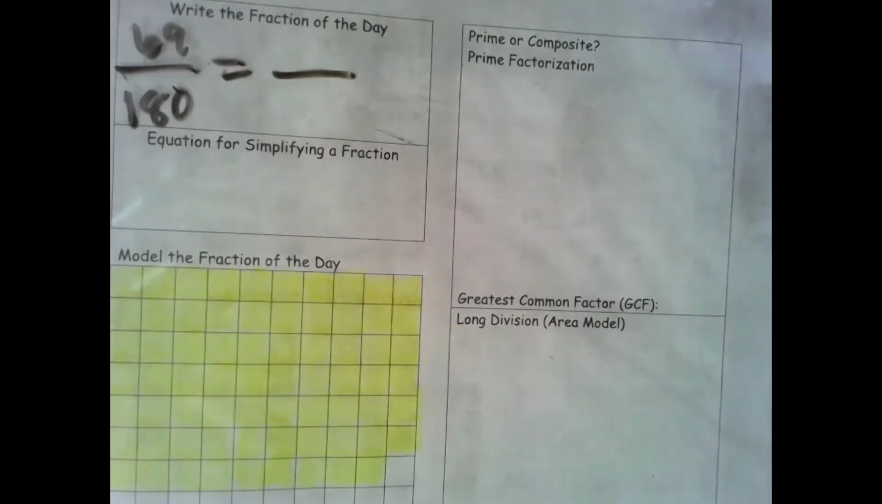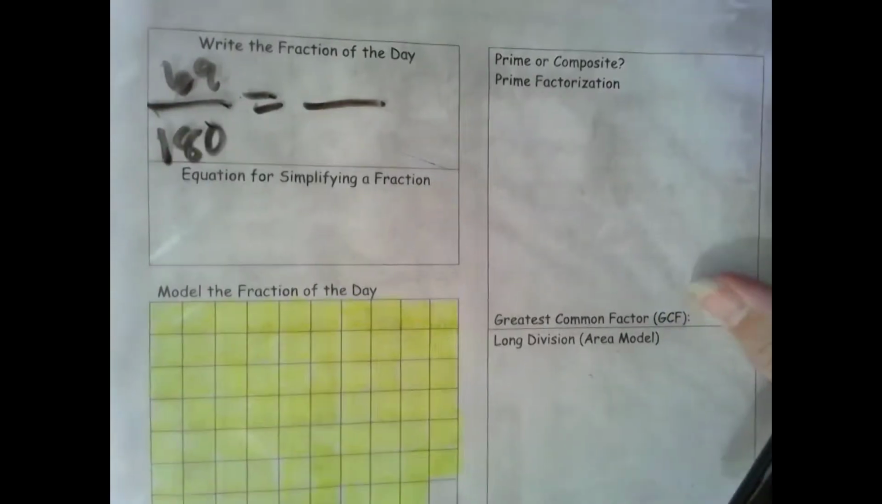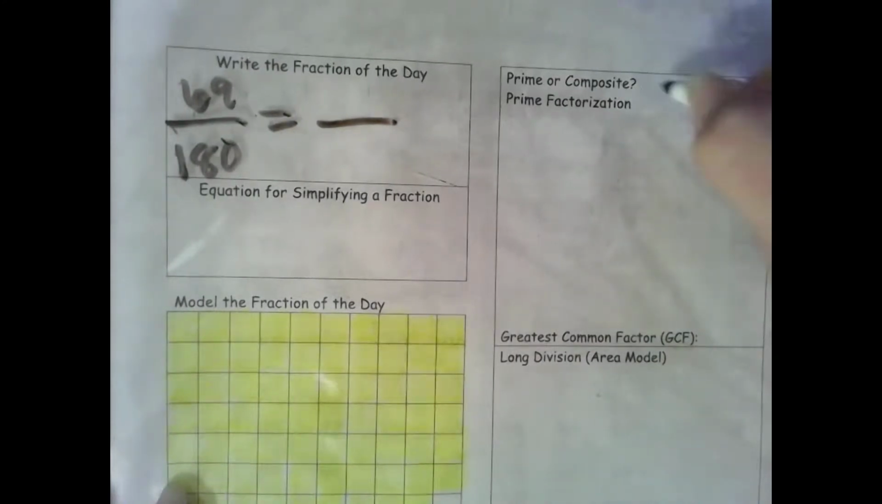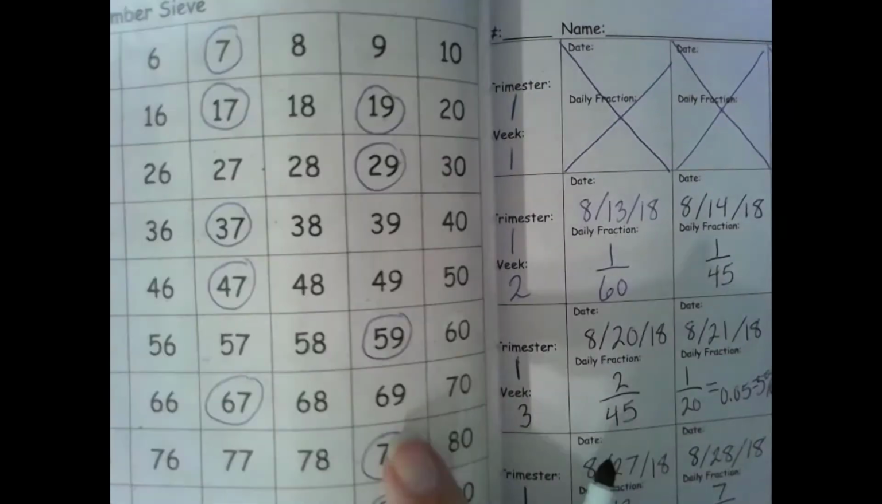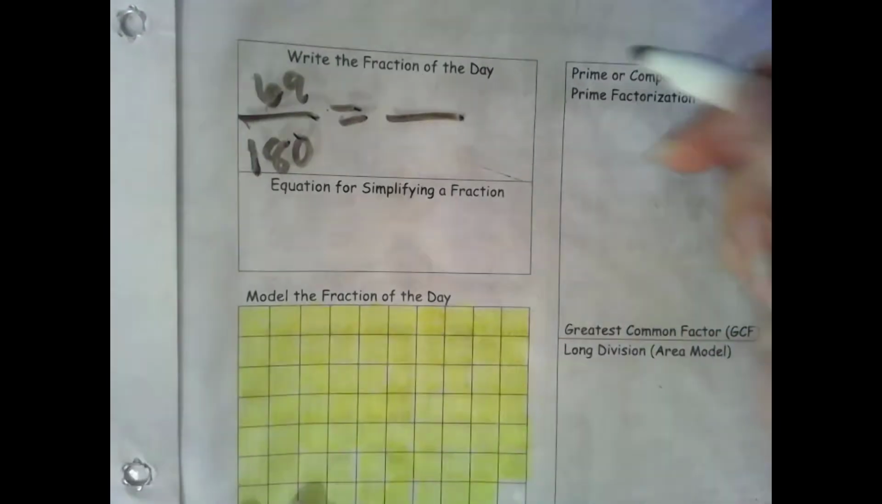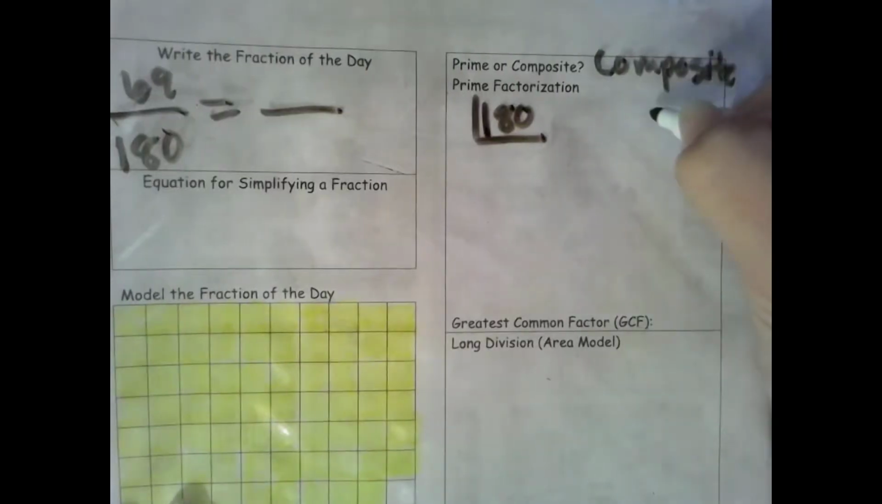So let's think, is our numerator prime or composite? Well, it's not even, so that doesn't help us. 6 plus 9 is 15. 15 is a multiple of 3. 3 is a factor, and any factor other than 1 and itself makes it composite. It is composite. And if you check on the other side, it is not circled because 69 is composite. That means we have to do the prime factorization of both our numerator and our denominator.